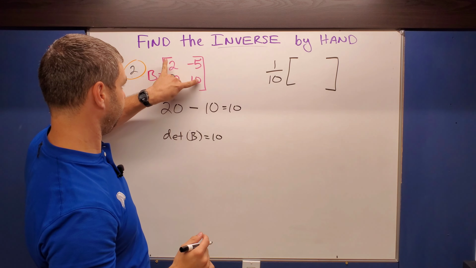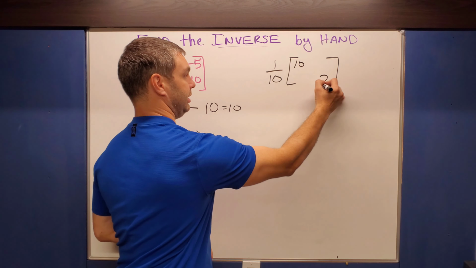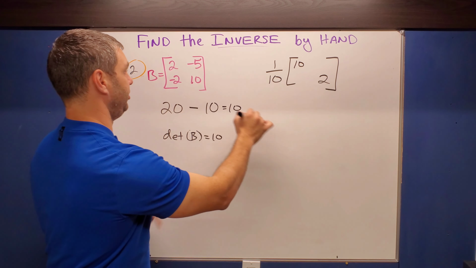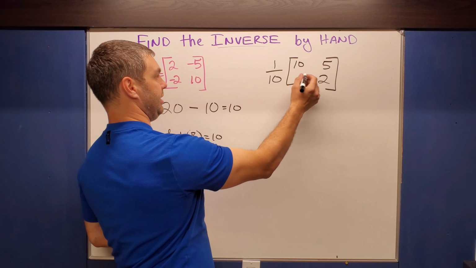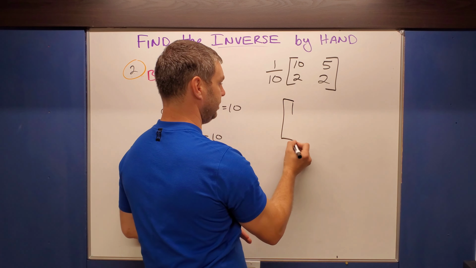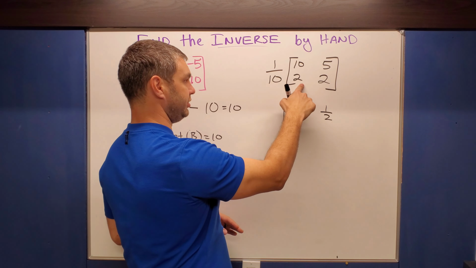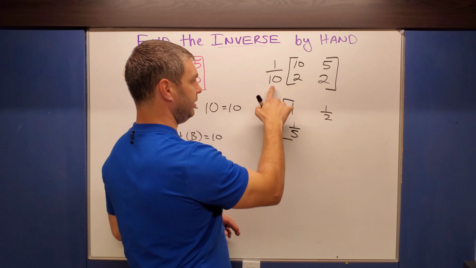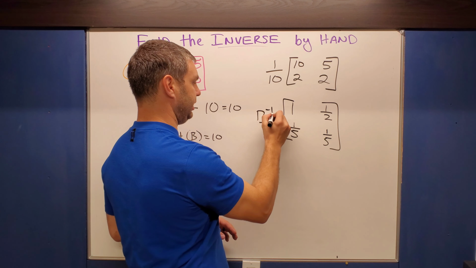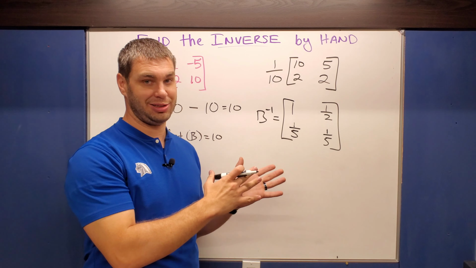So the top ones are going to switch, this diagonal is going to switch spots. So now this is a 10, and this is going to be a 2 down here, as well as the signs switch on these. They were both negative, now they're going to both be positive. This will be a +5 and a +2. Multiply that 1/10 in, and a 10th of 10 is 1. A 10th of 5 is going to be 5/10, or you could say 1/2. A 10th of 2 is 2 over 10, which is 1/5. And same thing, a 10th of 2 is also 1/5 here. So the inverse, B inverse equals 1, 1/2, 1/5, and 1/5. And that's how you find the inverse of 2 by 2 matrices by hand.